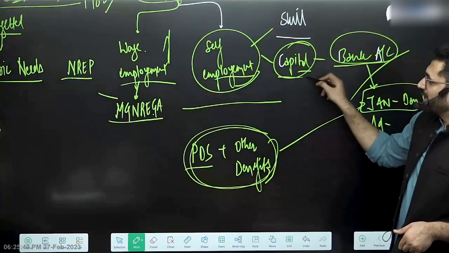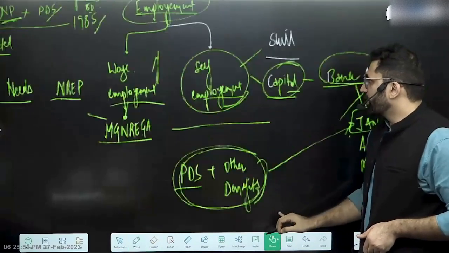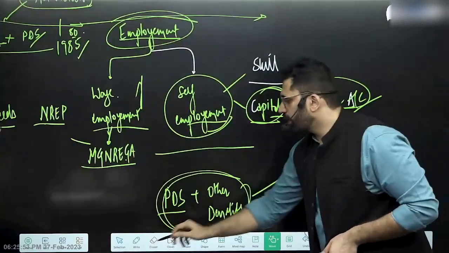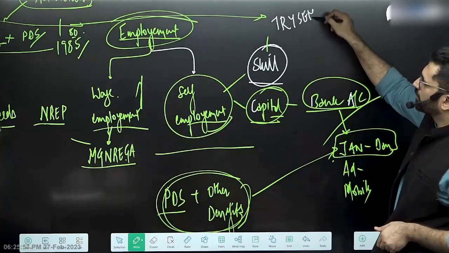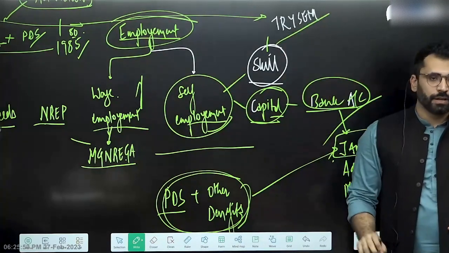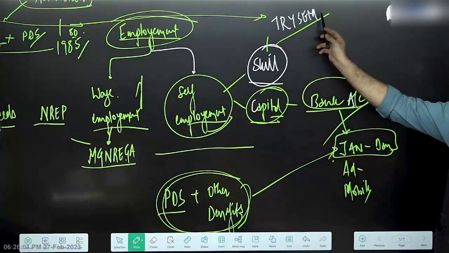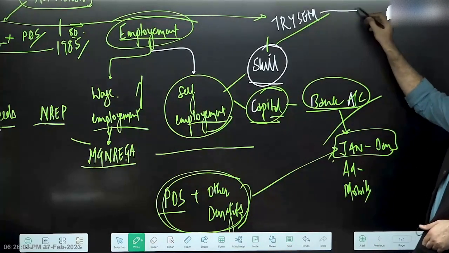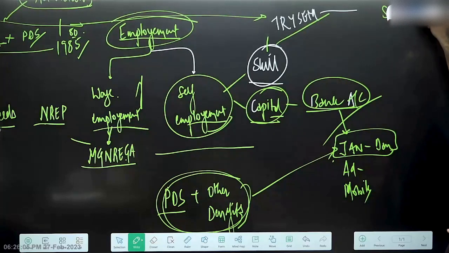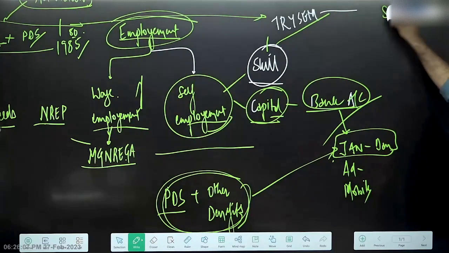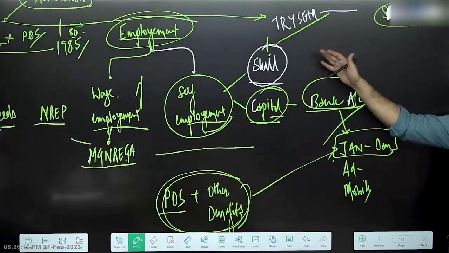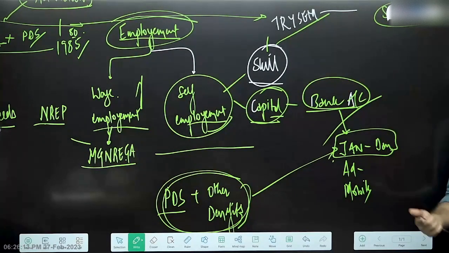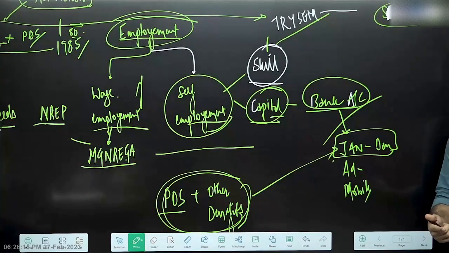Now skill and capital, the whole idea of the government, this scheme started with, पहली scheme थी TRYSEM, training of rural youth for self-employment. This is what has now extended to the major program, that is Skill India. There are different Skill India schemes. Idea is skill होगा, capital provide करो, you will get economic opportunities.